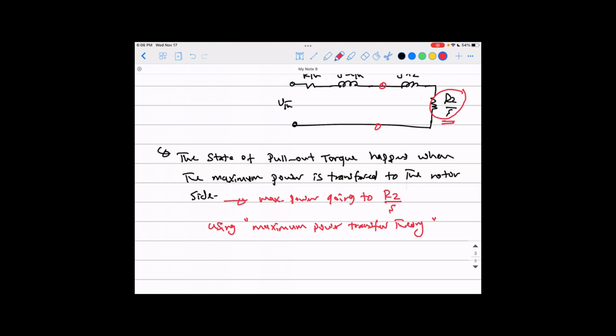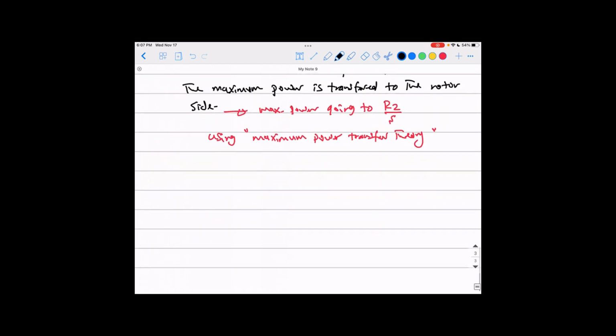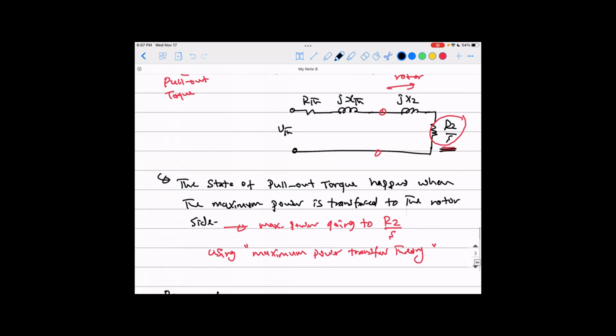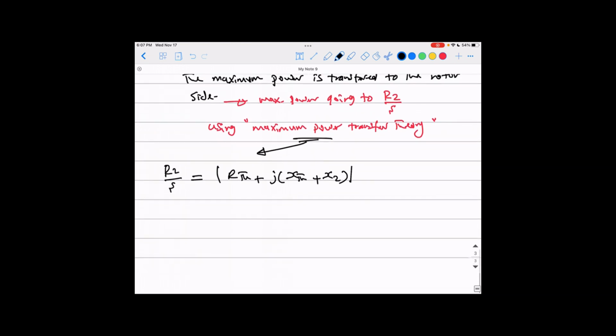So I'm going to use the maximum power transfer theory, which says that for a circuit like that, the value for R2 over S to dissipate the maximum power from this circuit happens only if this R2 over S equals the magnitude of the other impedance of the circuit. The other impedance of the circuit has R Thevenin and X Thevenin plus X2. So this will give you the magnitude of R Thevenin plus j(X Thevenin plus X2). That is the magnitude of this. That is the maximum power transfer theory. Refer back to your circuit courses if you don't remember this. Okay, guys?